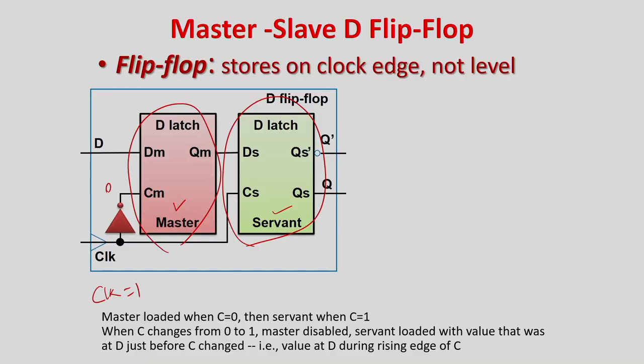So the master gets loaded when C is equal to 0, then the slave when C is equal to 1. When C changes from 0 to 1, the master gets disabled. When C is equal to 0, it is safe to change, and whatever you do here gets stored here. But when it gets transferred to the second one, the master will be disabled and the slave loaded with the value that was at D just before C changed, the value of D during the rising edge of C.